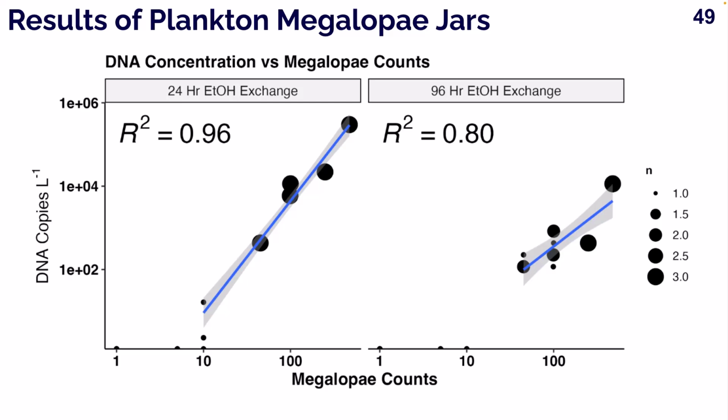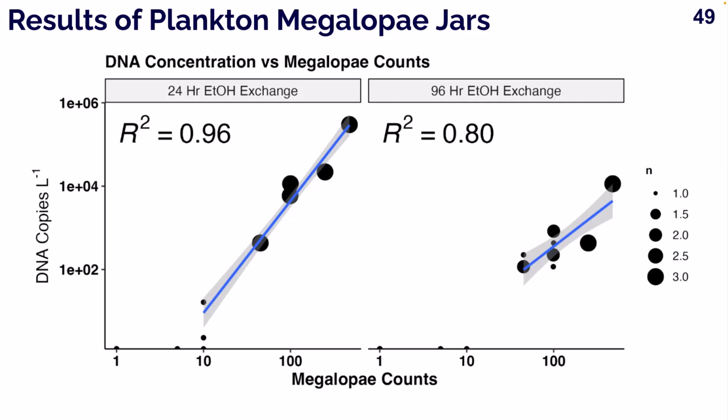On my y-axis, the DNA copies per liter, and for the megalopae counts, I have them at the bottom, and both of these axes are transformed on a log10 scale, with the left side having that 24-hour ethanol and the right-hand side having that 96-hour ethanol. And we're seeing that we're getting a much higher correlation in that 24-hour ethanol compared to that much later typical plankton ethanol. And we're even seeing that we're detecting much lower crab counts, having detections at about 10 crabs per jar as opposed to starting at about 50 in that second ethanol removal.